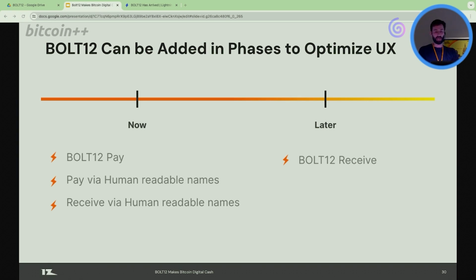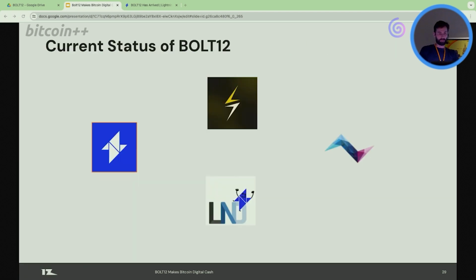So LDK is the project I work on, and we have an implementation out. Core Lightning has an implementation as well. I guess Eclair has their implementation. And then I had a previous slide here, but there's something called LNDK, which is essentially another process you could run alongside LND to include support for offers. And I believe the LND team is actually working on offers as well, so they'll have full support, hopefully, in two releases I heard, but we'll see how that goes. So, with that, thank you. Any questions?